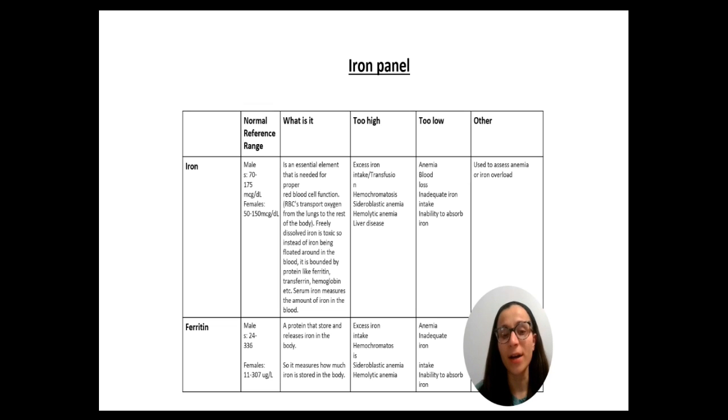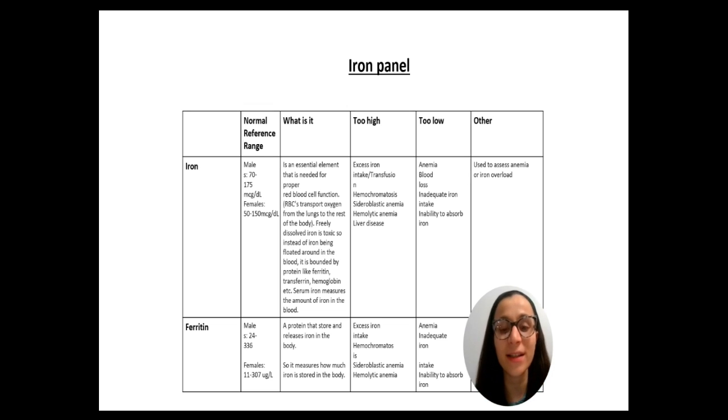So serum iron measures the amount of iron in the blood. It's going to be elevated if someone's taking too much iron, like iron supplements or iron infusions. Also in other conditions like hemochromatosis, etc. It's going to be too low if they don't have enough iron, like anemias, blood loss, they're not eating enough iron, or they can't absorb the iron.